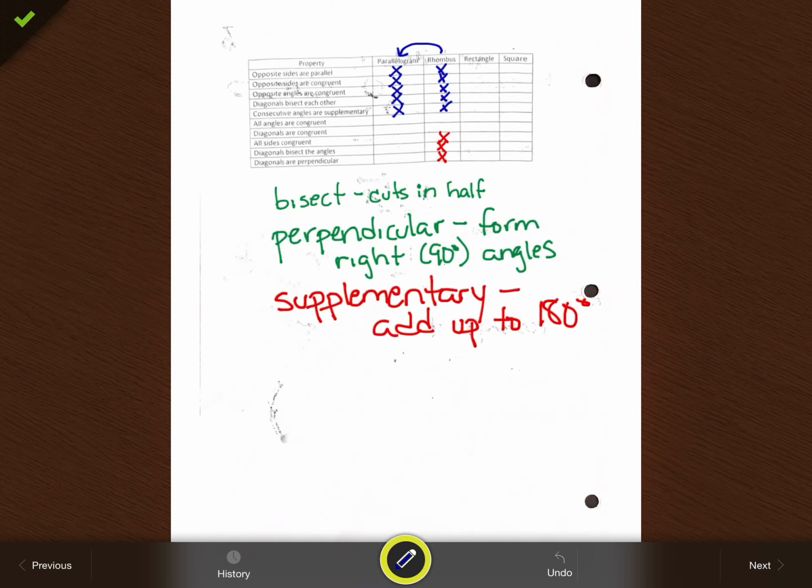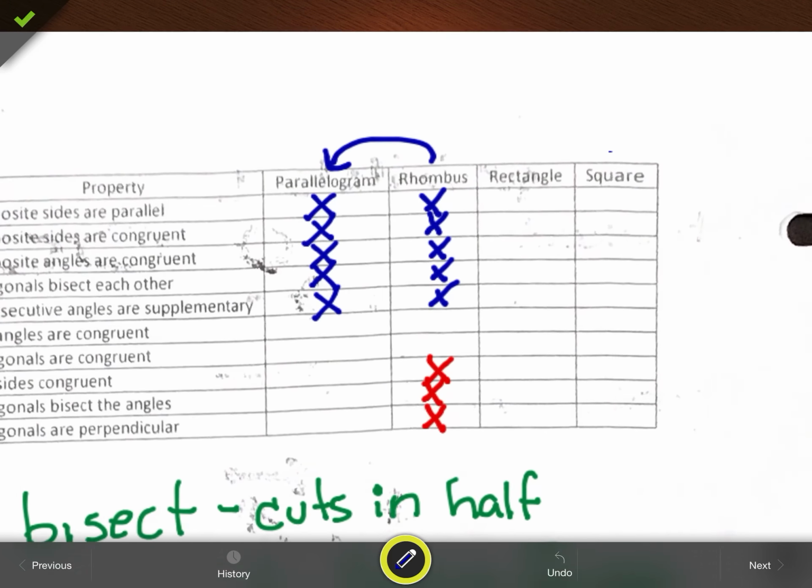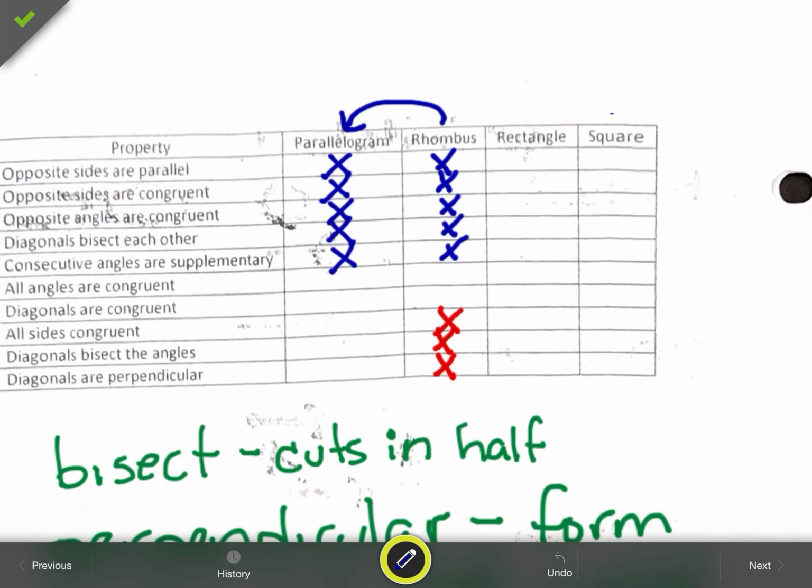So let's jump over to our chart and fill in the properties that go with a rectangle. Well, again, a rectangle is a special parallelogram. It's a parallelogram with 4 right angles. So the first 5 still apply.